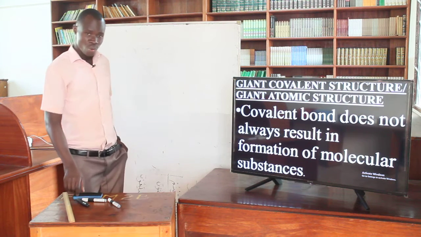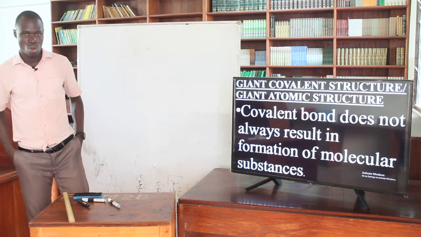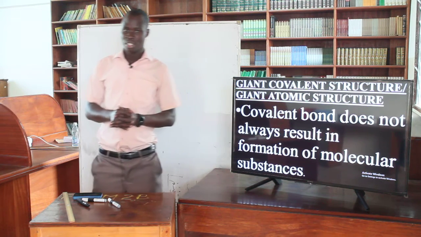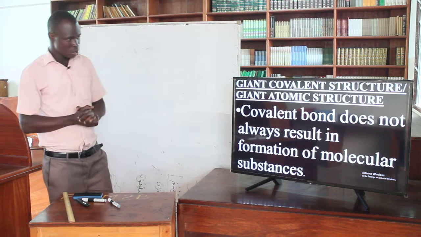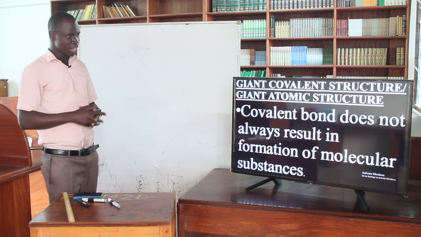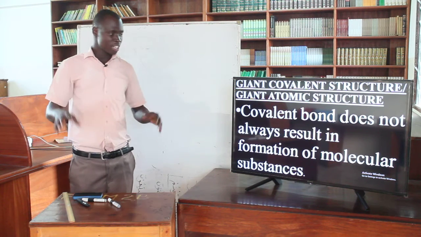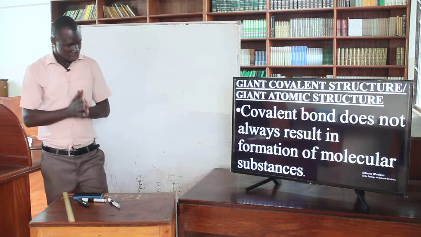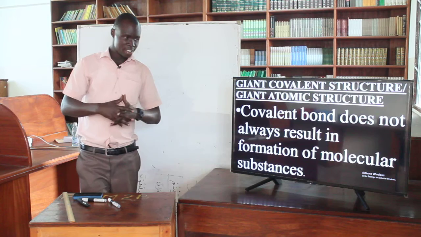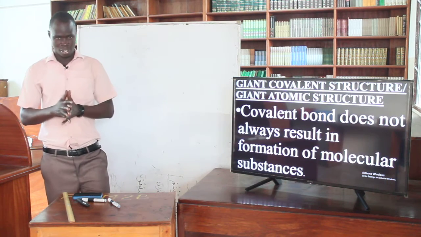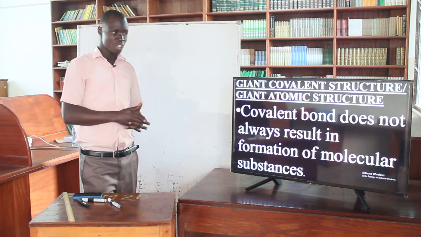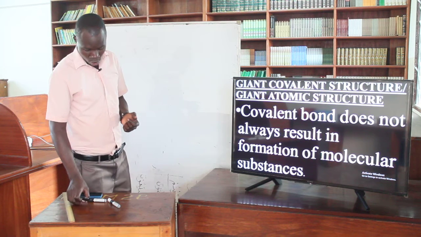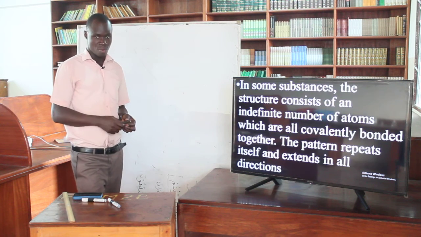Now, the next thing we are going to consider here is what we call giant covalent structure or giant atomic structure. Sometimes we find that most of the covalent bonding studies we've done so far are studies of substances that turn out to be molecular substances. But some of them do not necessarily need to be molecules.